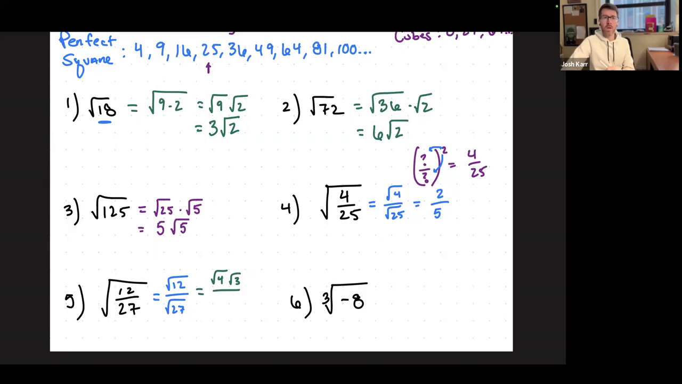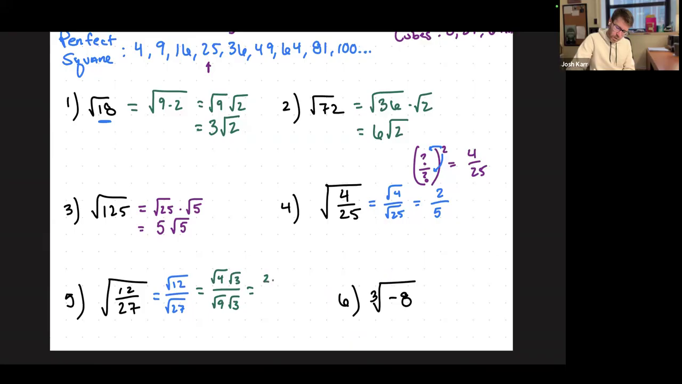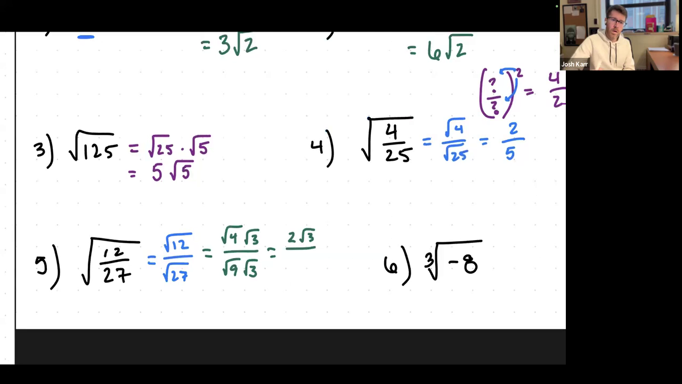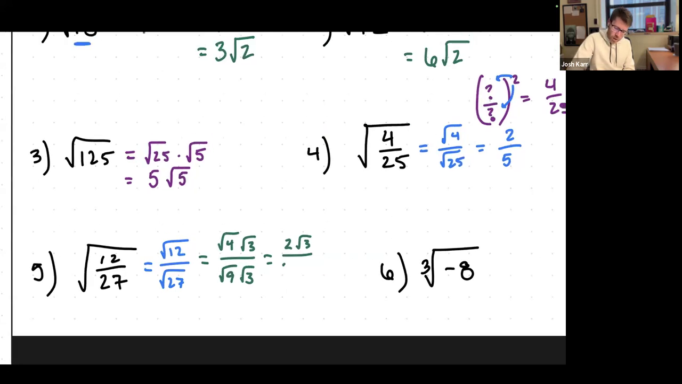In the denominator, what is the largest perfect square that goes into 27? It's 9 times 3. So we're going to write a 9. We're going to write a 3. Okay. Simplify this a little bit. I'm going to move this over. So on top, square root of 4 is a 2, and square root of 3 does not simplify. On the bottom, square root of 9 is 3, and then square root of 3 does not simplify. Okay, so we got that.